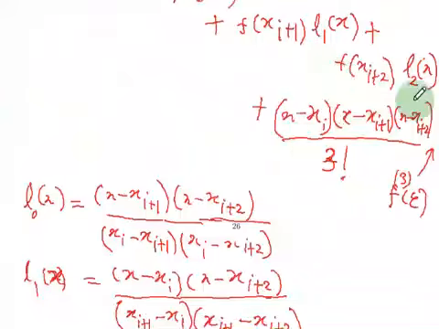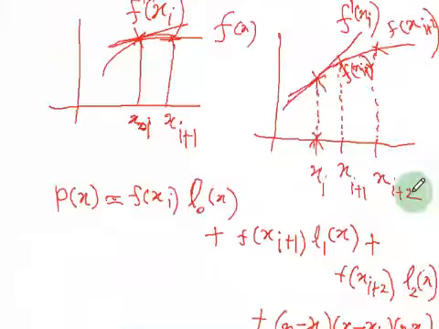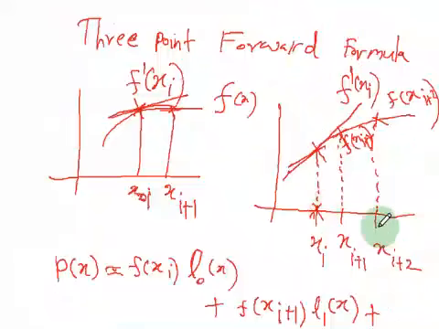Alright, so this is the error term, right? So how do you write the error term? All linear factors using these points: x minus xi, x minus xi plus 1, x minus xi plus 2, divided by factorial 3, times the third derivative of f at epsilon. Epsilon is a point in between xi and xi plus 2.